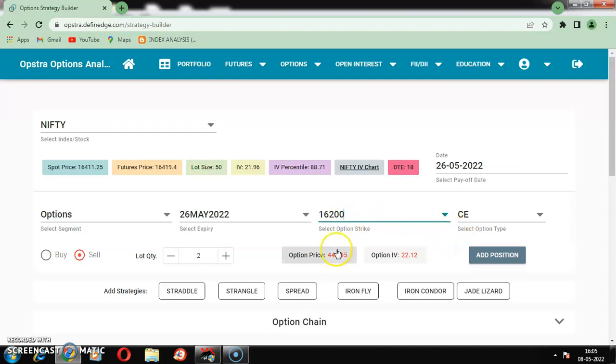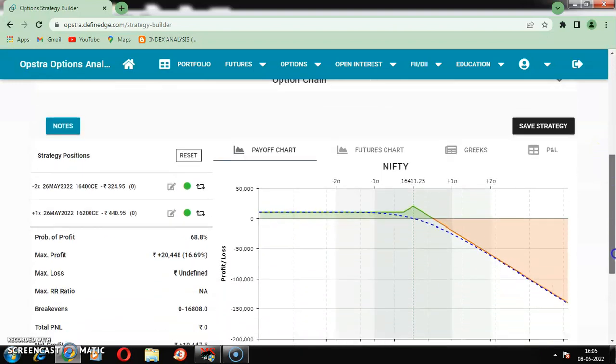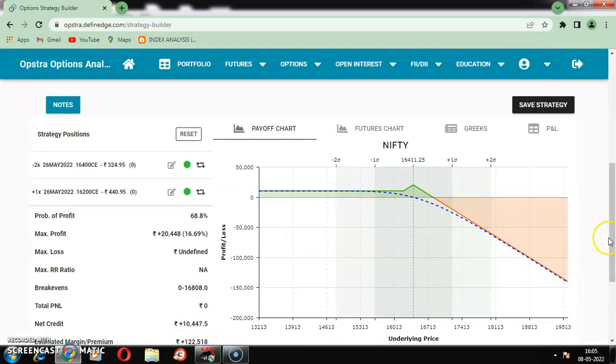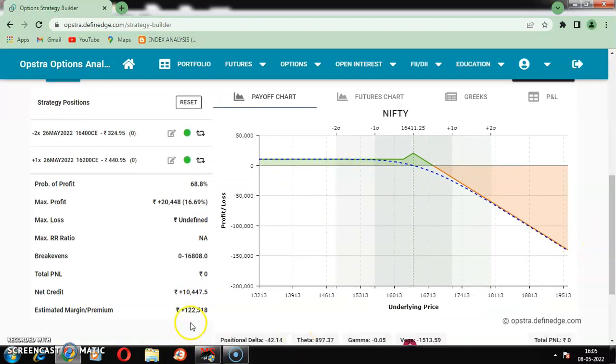So you have to buy 1 in-the-money call. Go here and change it. Now buy 1 in-the-money call and go to add. Now you see the margin has already decreased. Now you will need a margin of 1,22,580.